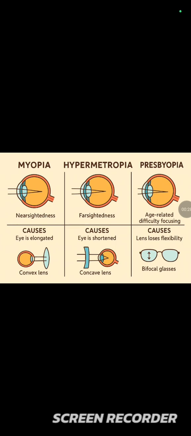Eye defects can happen due to a variety of reasons, especially an incorrect shape of the eyeball, improper curvature of the cornea, an elasticity problem, a focusing problem, or structural or nerve related issues. But broadly these are classified into three categories: myopia, hypermetropia, and presbyopia.